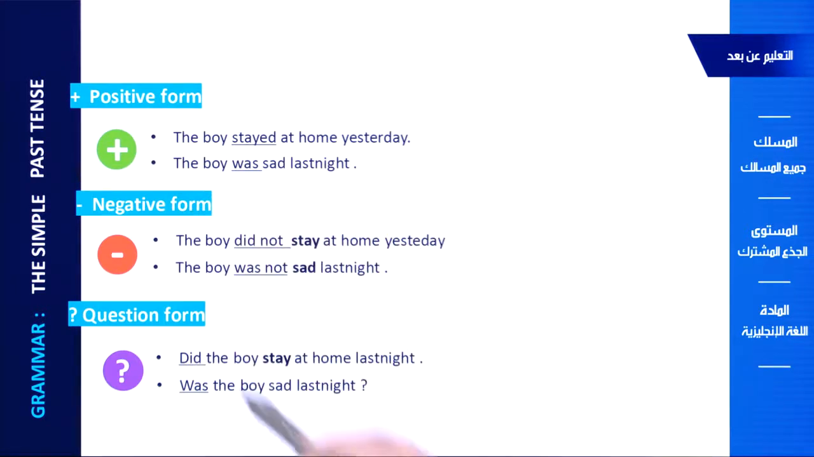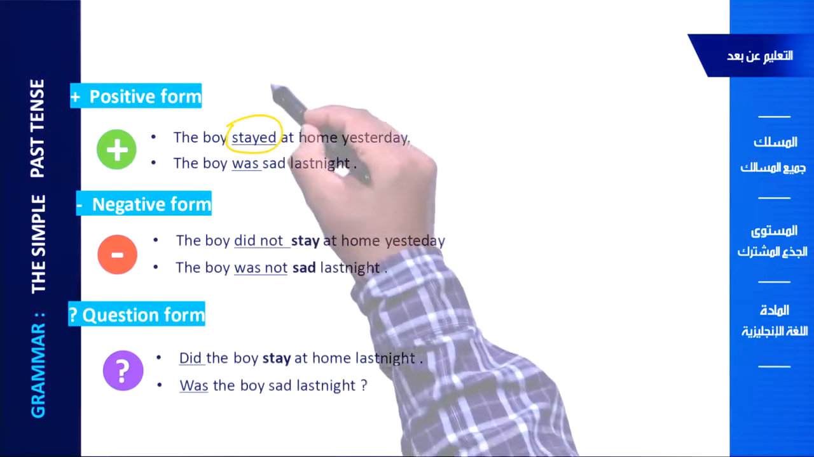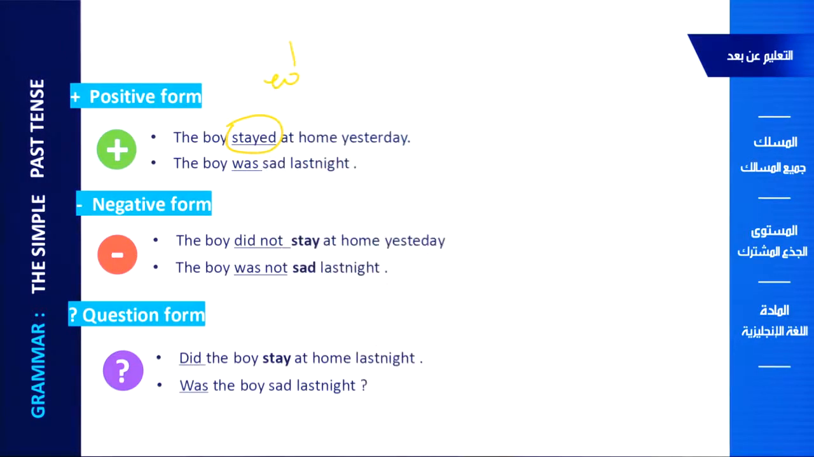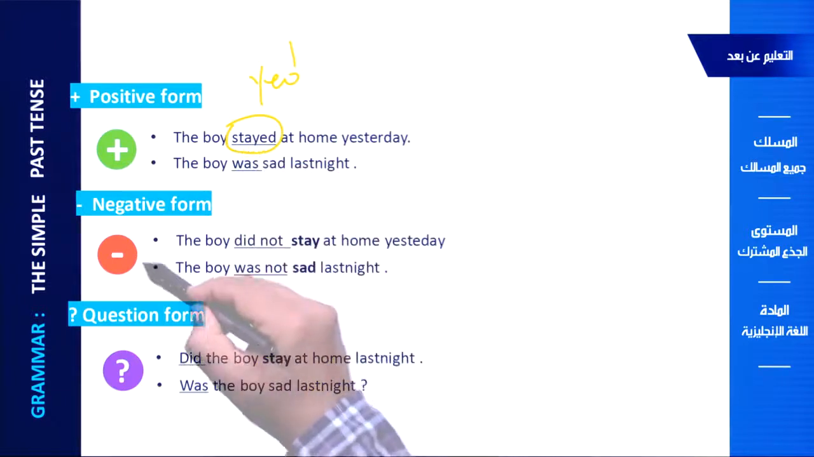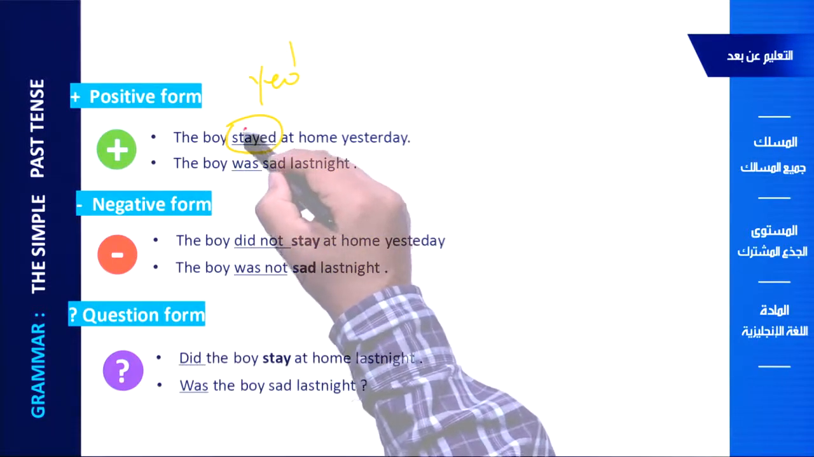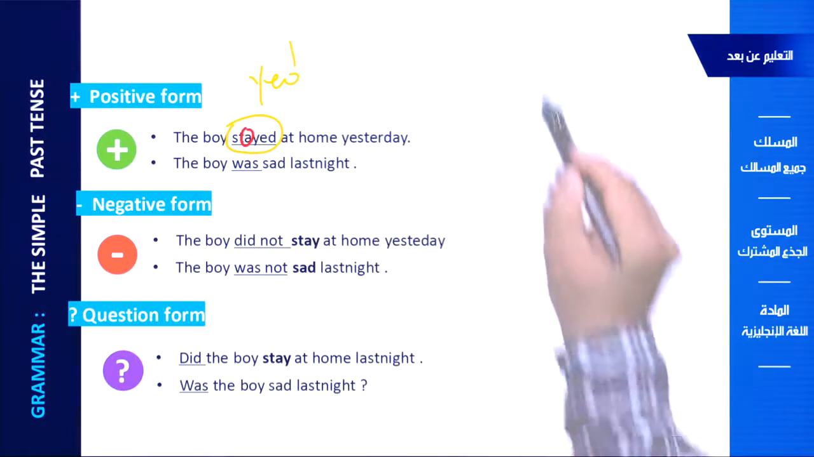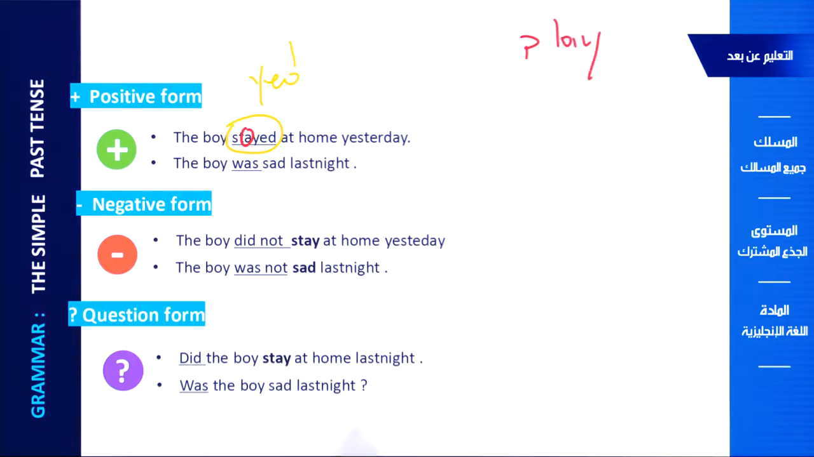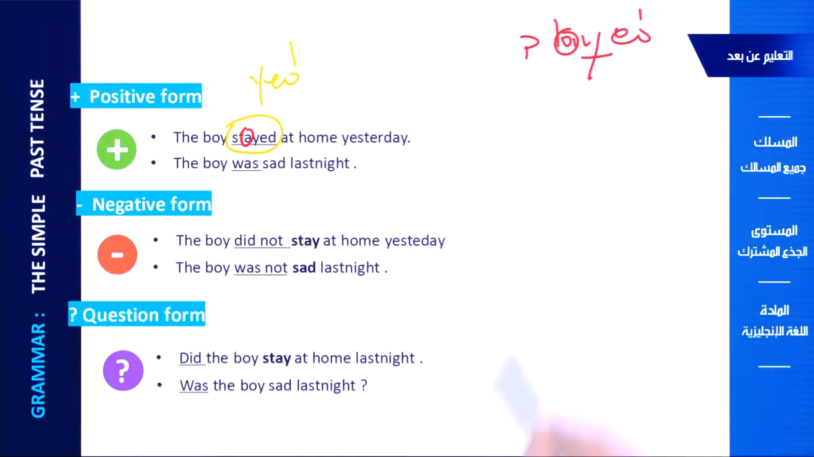About each form. The positive form here, we say the boy stayed at home yesterday. What is the verb? The verb is stayed, of course. We have ed, but someone would ask me, why do we have ed and we have y here? Very simply, because we don't have a consonant, because we have a vowel. So when we have a vowel, we just add ed like all normal verbs. So let's take, for example, the verb play. We have y, but we have a vowel here. So I say I played. We don't say I played with ied, but just with ed. That was just an example.